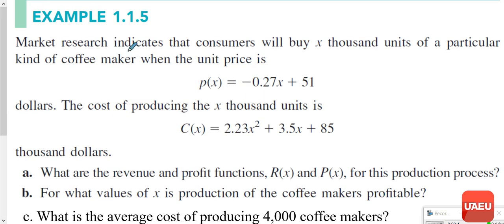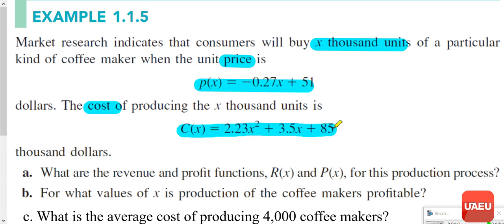Continuing, we want to apply this information. Market research indicates that consumers will buy x thousand units of a particular kind of coffee maker when the unit price is given as small p in this form. The total cost of producing the x thousand units is given as C of x. I will prefer to highlight important issues here. So they will buy x thousand units of a particular coffee maker for a particular price, which is given here. The cost of producing x thousand units is given by C of x in this sense.